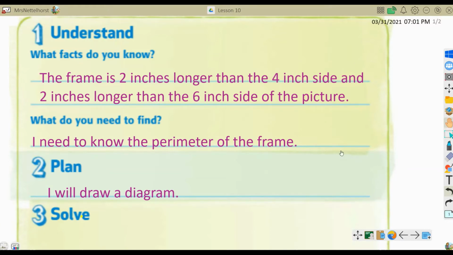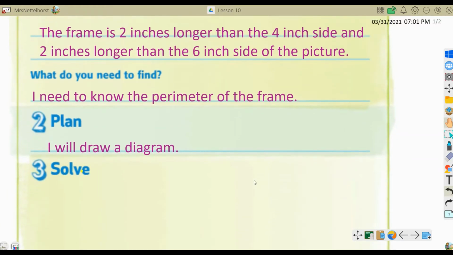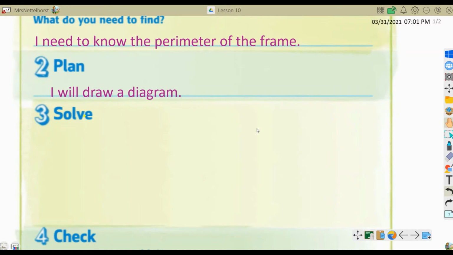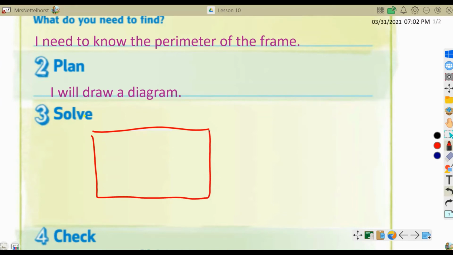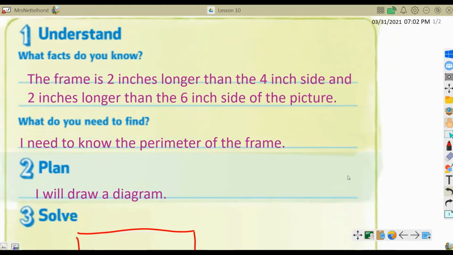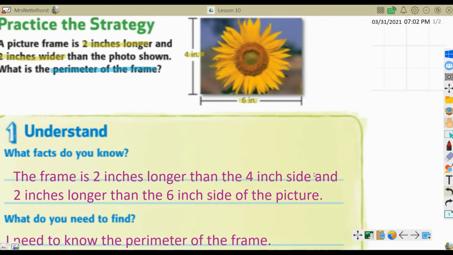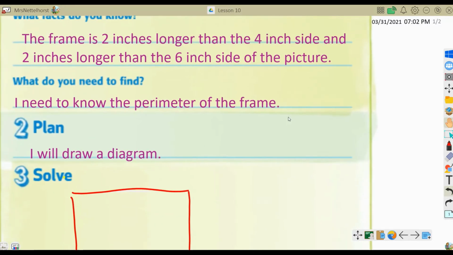Okay, and so now I'm going to solve it. So I'm going to draw a diagram of the frame. So first I'm going to make a rectangle. Okay, oops, that's white. That's not going to help us much. We'll go with red. Okay, here's my frame. And I know that the short length on this picture is 4 and the long length is 6.